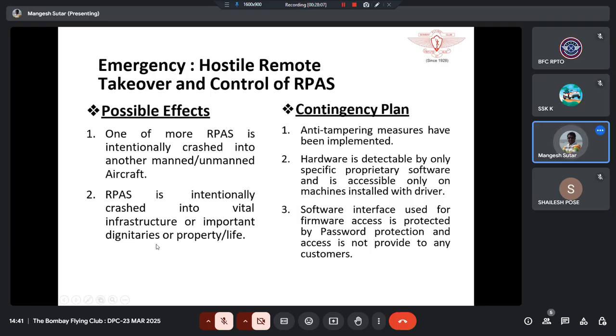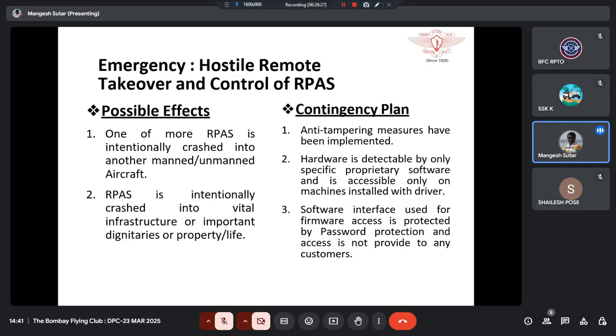Right now these things are not very frequent, but in the near future it could be possible that somebody takes the control, because you are flying the drone on 2.4 gigahertz. So somebody can take the control.